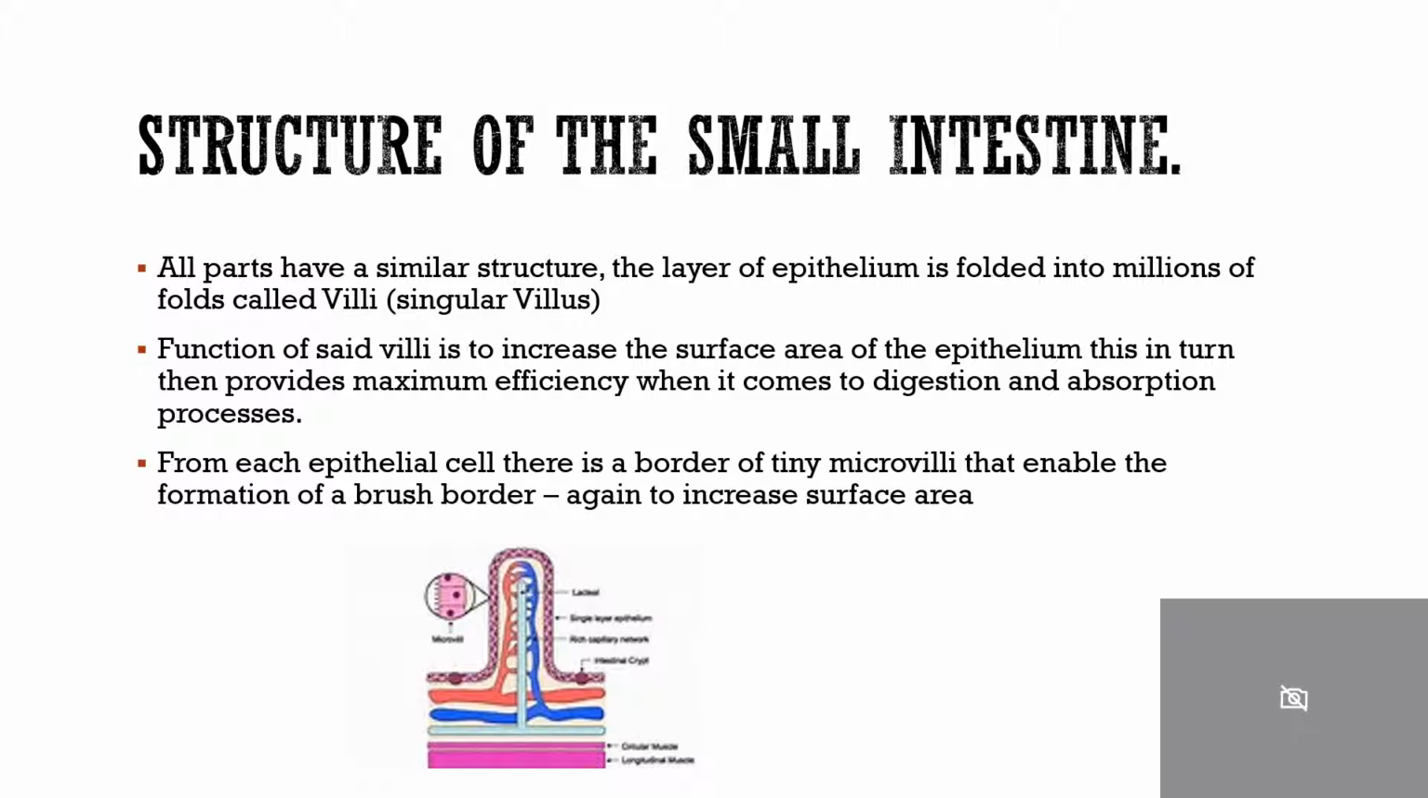The small intestine structure. All parts have a similar structure, and the layer of epithelium is folded into millions of folds called villi, or if we term them from a singular point of view, villus. The function of the said villi is to increase the surface area of the epithelium of the small intestine, and that in turn makes sure that we have the maximum efficiency when it comes to digestion and also absorption processes. From each epithelial cell there is a border of tiny microvilli that enable the formation of a brush border, again to increase the surface area.